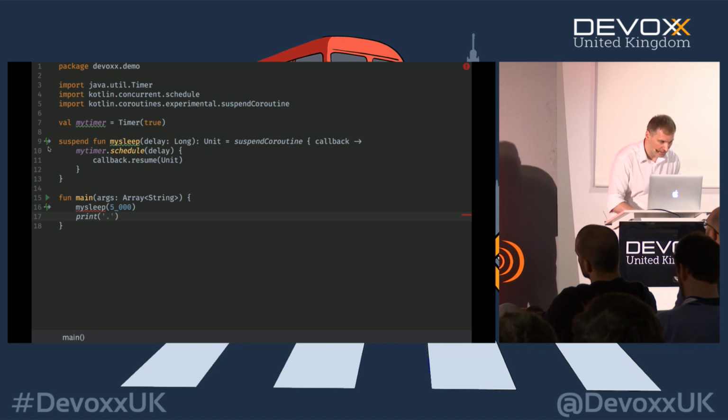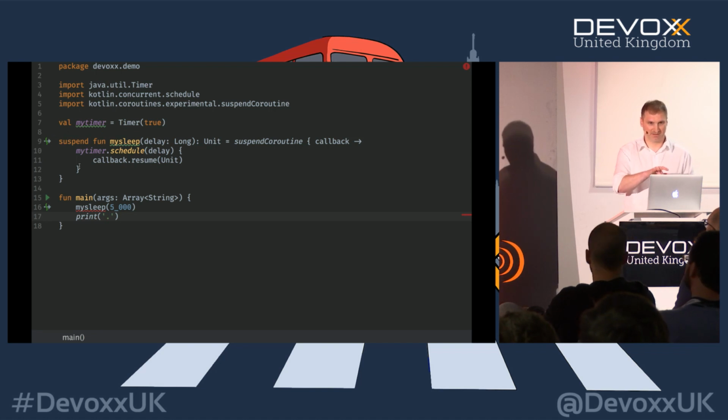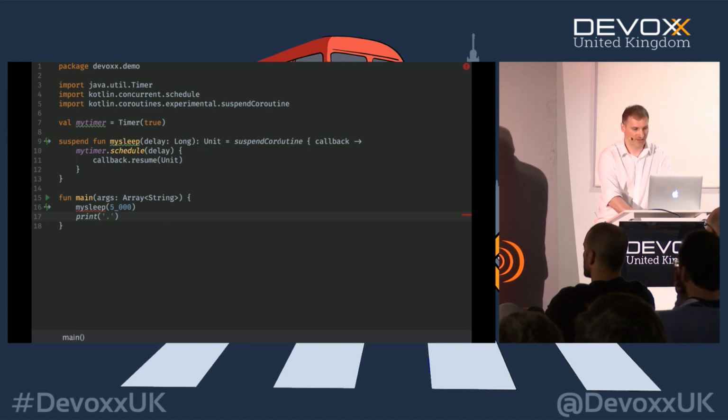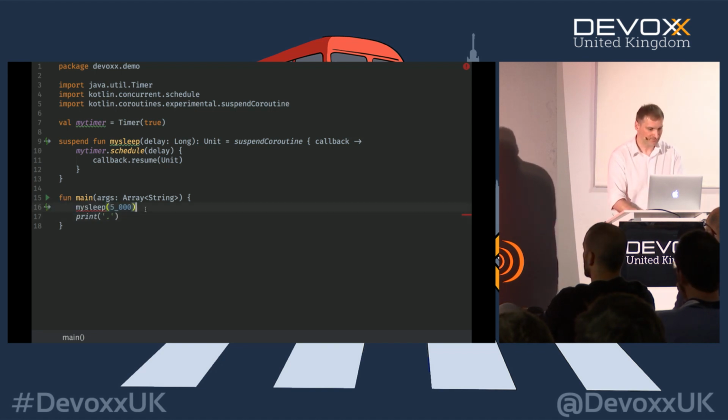You see these marks here, and this mark means that your function can suspend in this line. So for example, here, you see this mark because suspend coroutine is a suspending function. So mysleep can suspend here by calling suspend coroutine. The same thing applies here. So mysleep is a suspending function, so your function can suspend here.